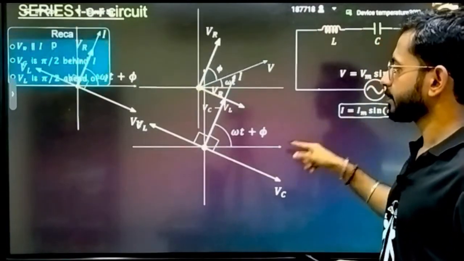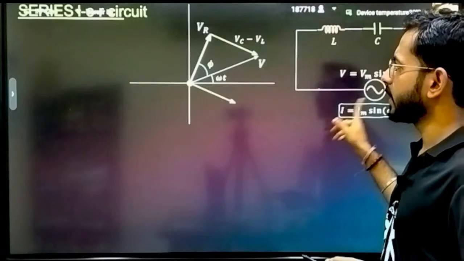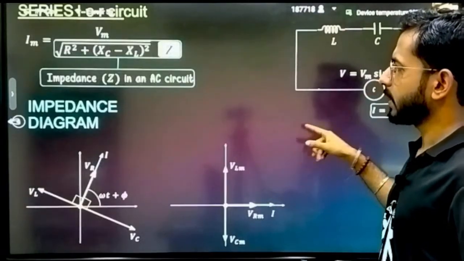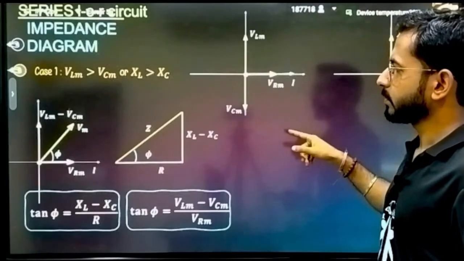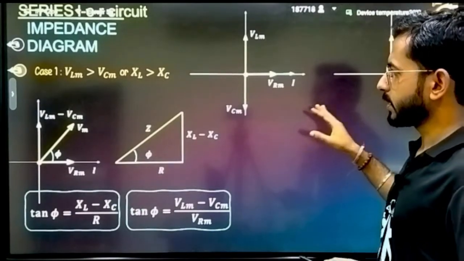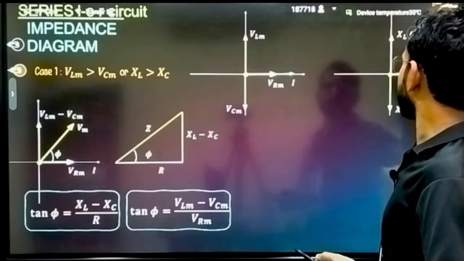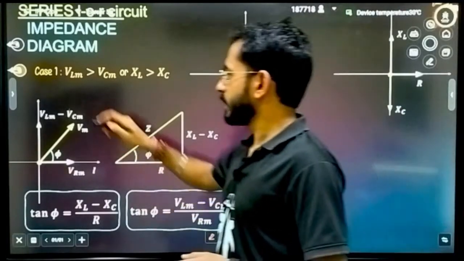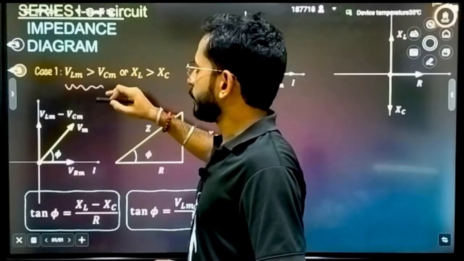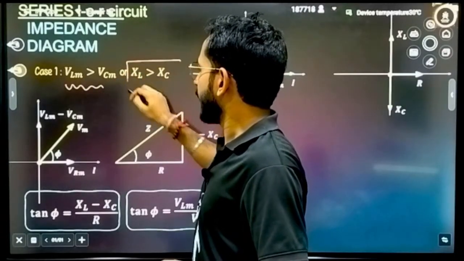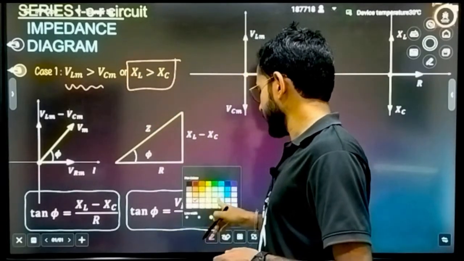So let's see one by one. All these things I have already explained to you. You don't have to worry about them. I will tell you how to solve. Let's start from case 1. In case 1, it is given that VL, or you can directly say XL, is greater than XC.